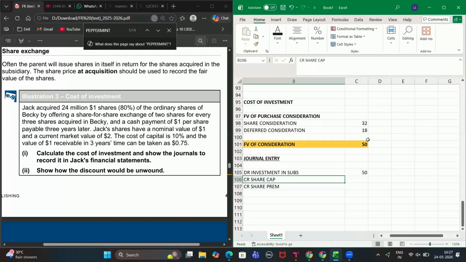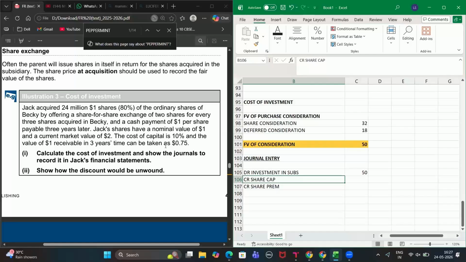Have they given us the value of share capital here? How do we calculate share capital? On the basis of which value will we calculate share capital? Exactly, nominal value.